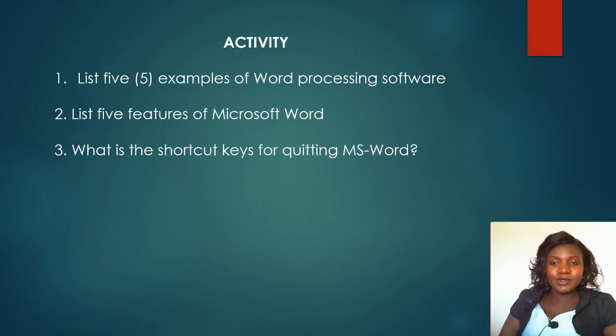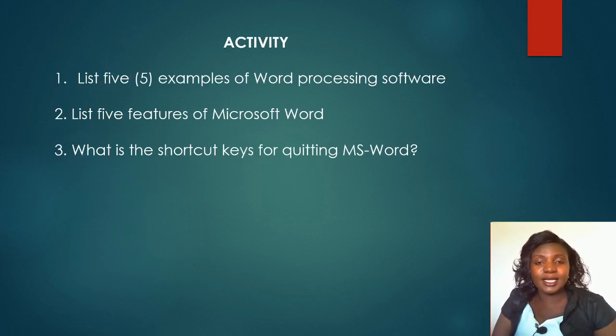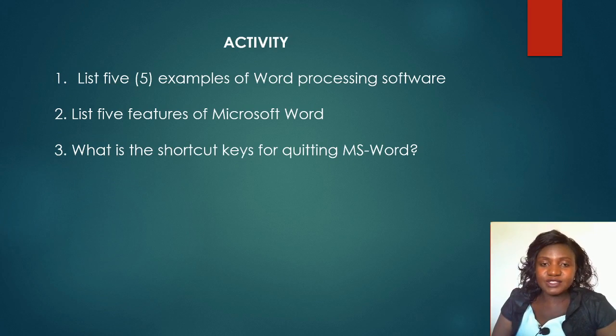Now, before I leave you, I want you to do something for me. I have an activity for you. What are those activities? Look at the screen. Activity number 1 is list 5 examples of word processing software. I would not want you to go outside what I've taught you for this activity. But if you want to go further to see more word processing software, you're free to do that. But for this class, I want you to give me what I gave you in this example.